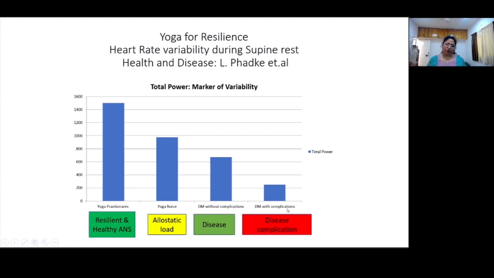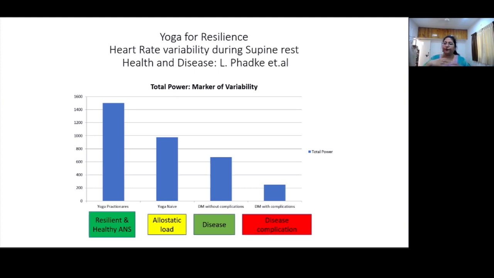having diabetes with complication. So this also indicates that if we are able to give such kind of practices to our patients, then there is a possibility to counter this allostatic load which the disease itself is building. And the health pillars which are disturbed in patients are also contributing.